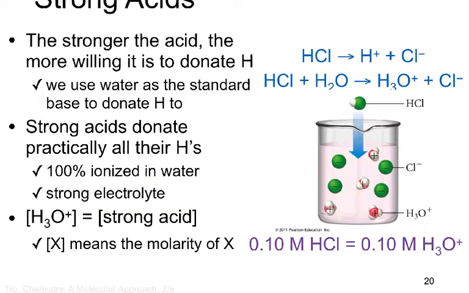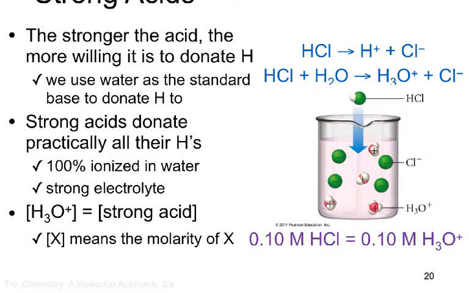All right, strong acids. The stronger the acid is, the more willing it is to donate the H. And so strong acids donate essentially all of their hydrogens when in water. You can think of them as being 100% ionized. They are strong electrolytes. And the H3O+ concentration in water for them is the same as the concentration of the strong acid. So 0.1 molar hydrochloric acid gives us 0.1 molar H3O+ in solution.